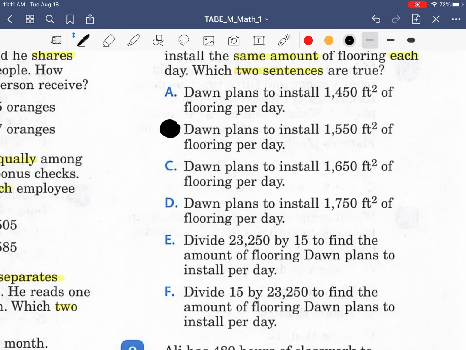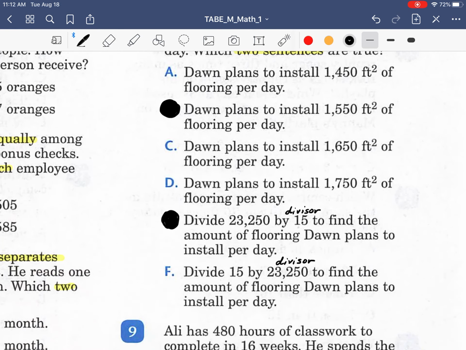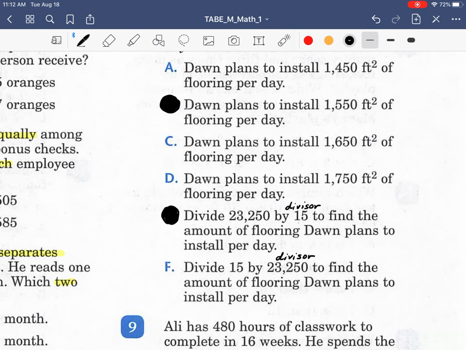But there's another one we need to look for. So we have to ask ourselves, which one of them was the divisor? Was it the 15 that was our divisor, or was it this big number that was the divisor? And the divisor is the one on the outside. It was this one. So be sure that on problem number 8, you choose 2 answers, B and E.